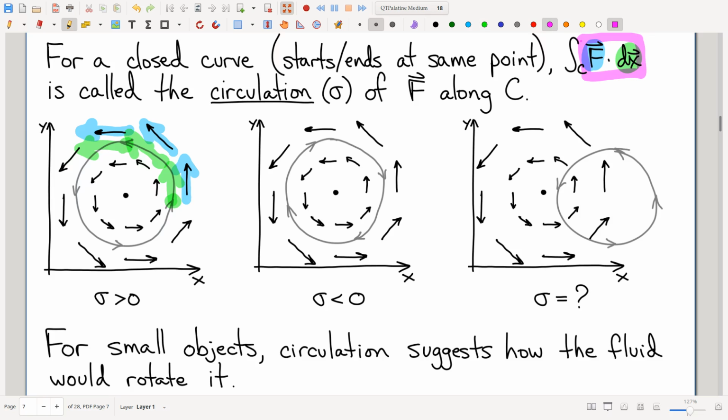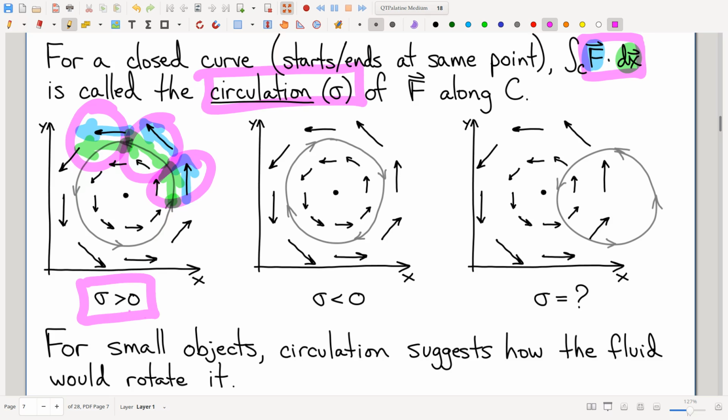The piece-by-piece contributions to this integral are the dot products of your vector field with your position differentials, your displacement vectors. Right? And these dot products, I'm going to just make a geometric appeal, all those vectors are pointing in the same direction, so those dot products are positive. You expect all positive contributions then, and in fact, in this case, the circulation as a whole is positive.